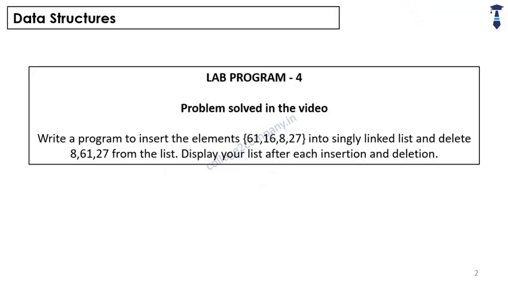In this session, we are going to cover lab program 4. The problem solved in this video is: write a program to insert the elements 61, 16, 8 and 27 into a singly linked list and delete 8, 61, 27 from the list. Display your list after each insertion and deletion operation.